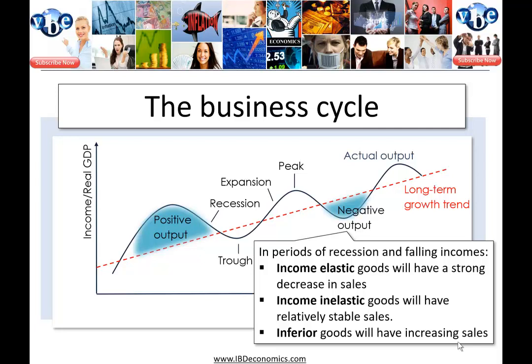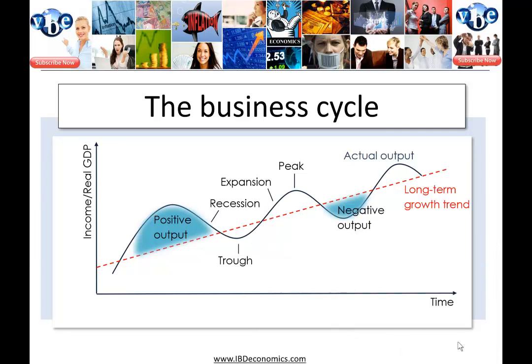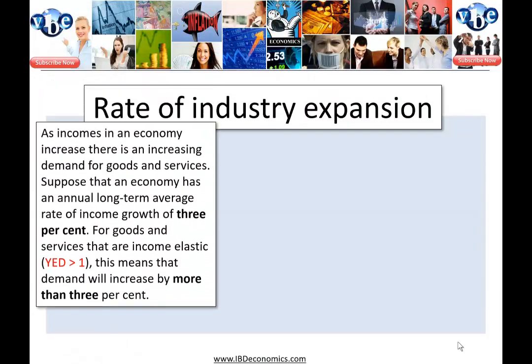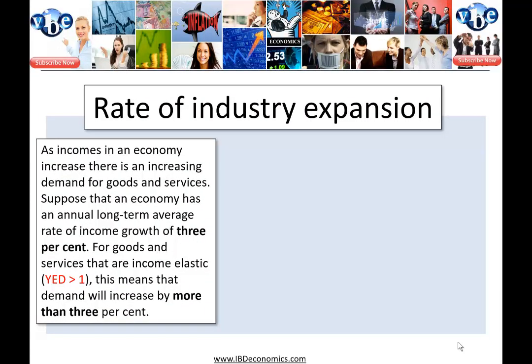Whereas conversely, in periods of recession and falling incomes, income elastic goods will have a strong decrease in sales. Income inelastic goods will have relatively stable sales. They won't fall too much. Inferior goods will have increasing sales. So the business cycle, take a note of it, and we'll go into it in much more detail later.